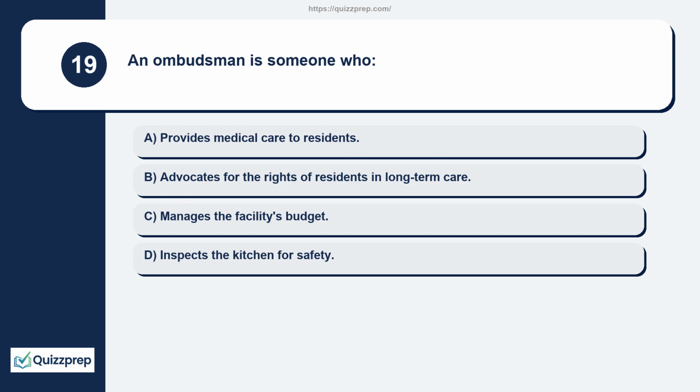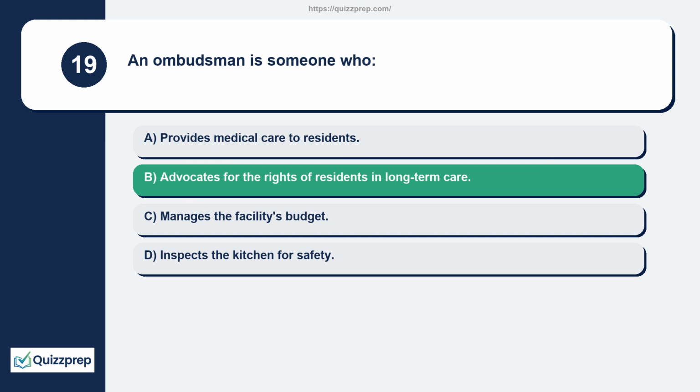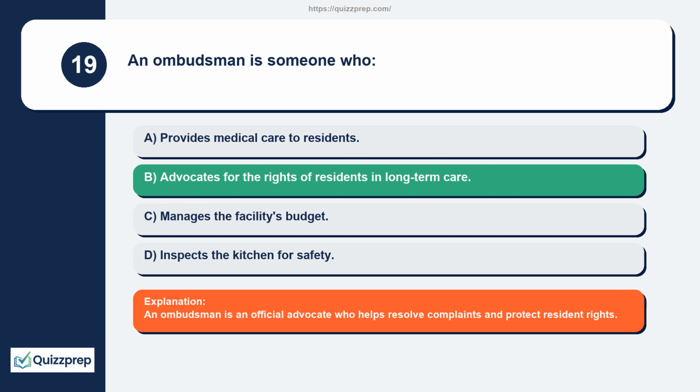Question 19. An ombudsman is someone who provides medical care to residents, advocates for the rights of residents in long-term care, manages the facility's budget, inspects the kitchen for safety. An ombudsman is an official advocate who helps resolve complaints and protect resident rights.